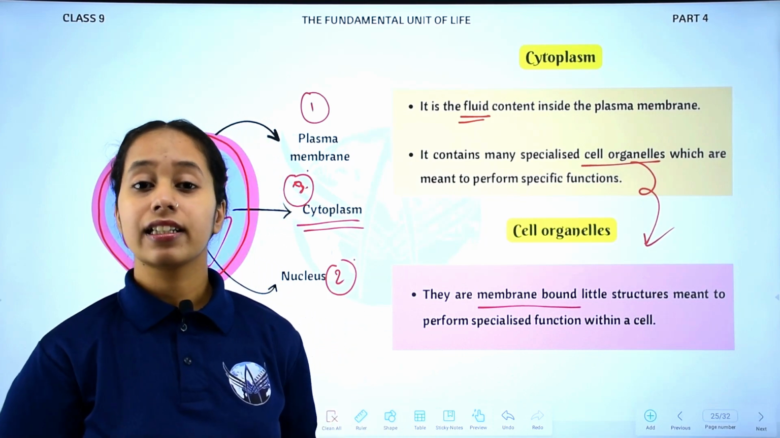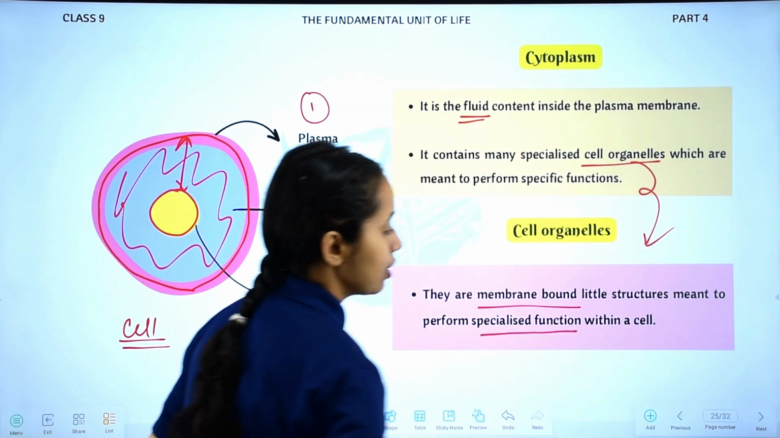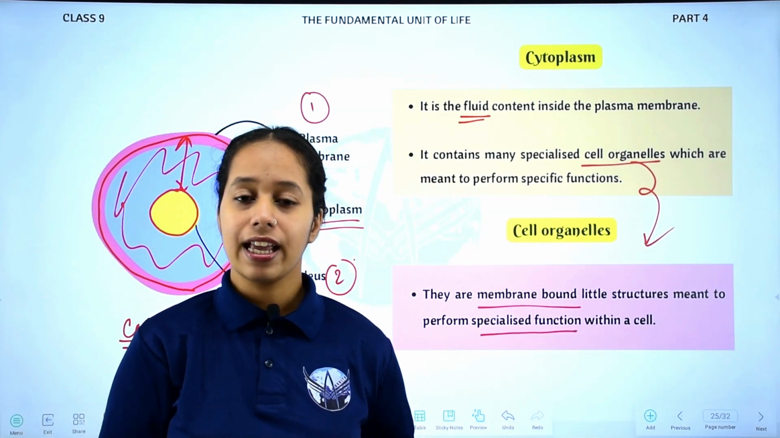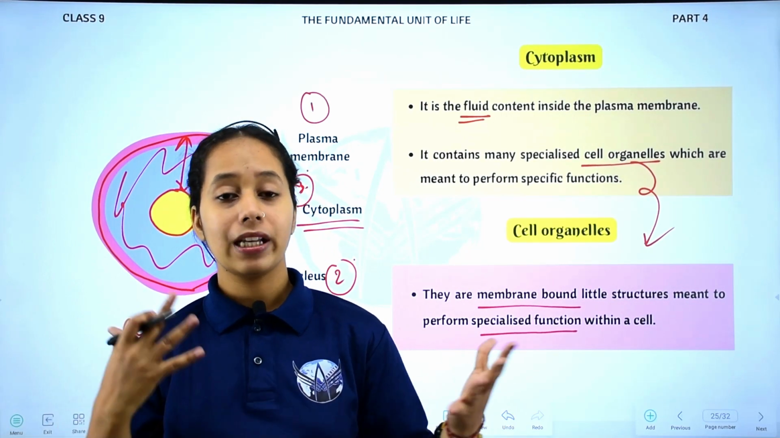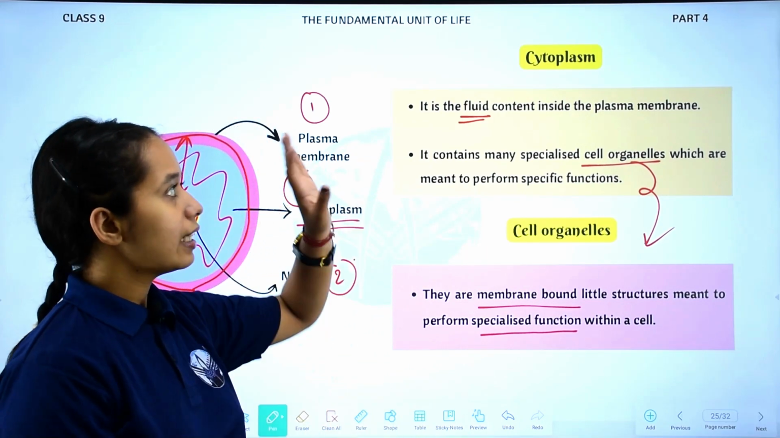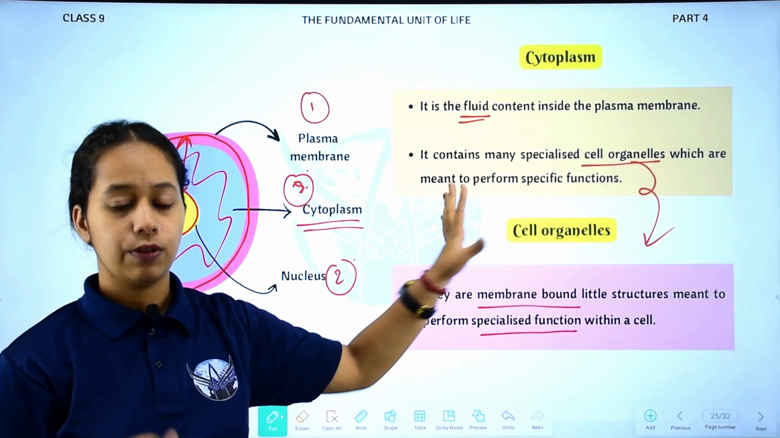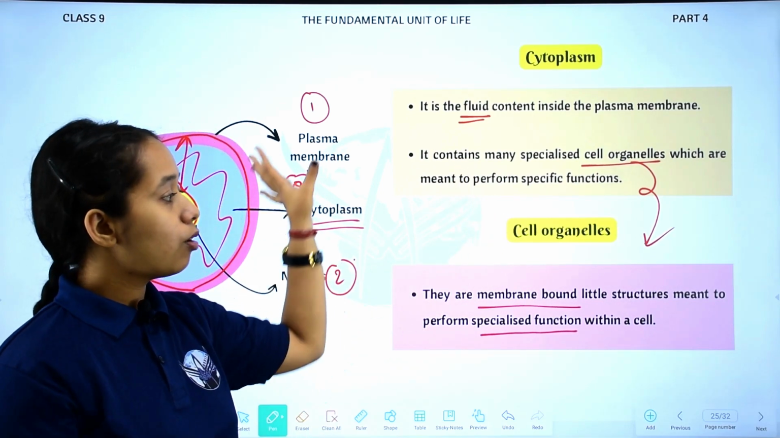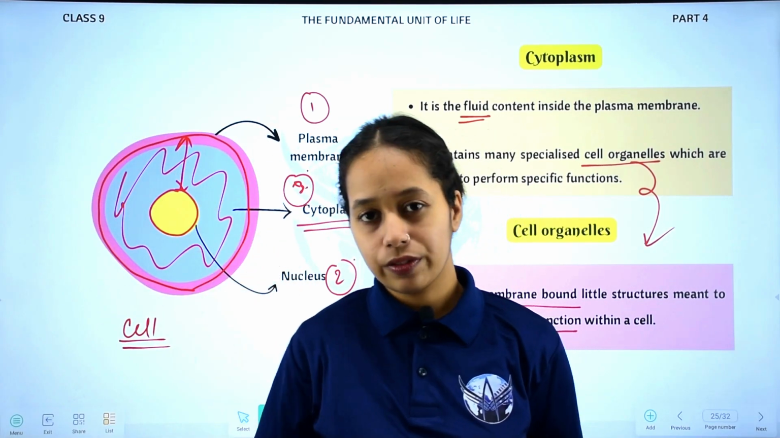And what do these little structures do? They are meant to perform specialized functions within a cell. They all have their special different functions, and they all perform them collectively so that a cell can work nicely. Now, in this cytoplasm, a lot of cell organelles are present, which we will be studying in today's class.